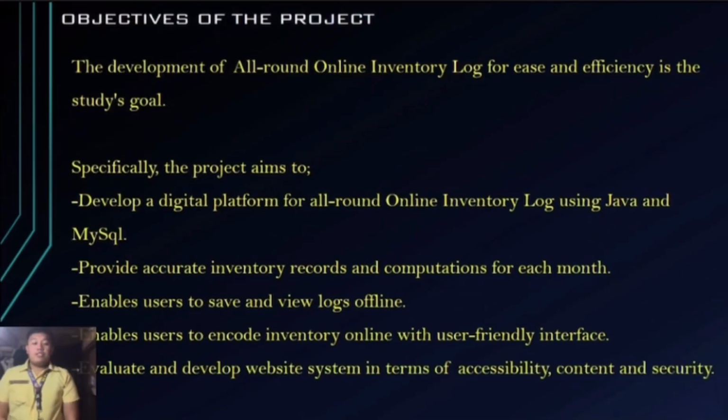Objectives of the project. The development of an all-around online inventory log for ease and efficiency is the study's goal. Specifically, the project aims to develop a digital platform for an all-around online inventory log using Java and MySQL. Providing accurate inventory records and computation for each month, enabling users to save and view logs offline, enabling users to encode inventory online with a user-friendly interface, and evaluating and developing the website system in terms of accessibility, content, and security.